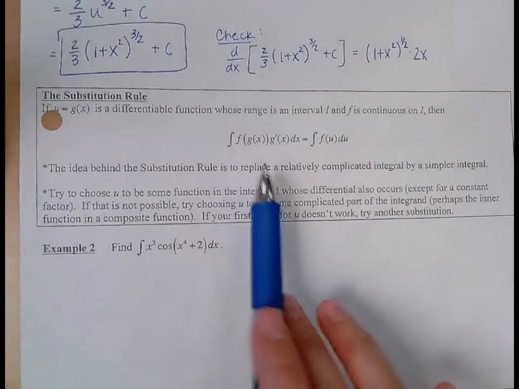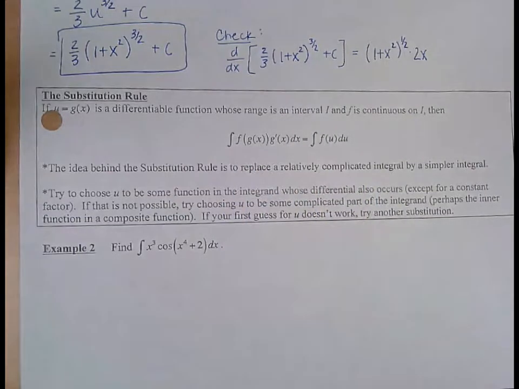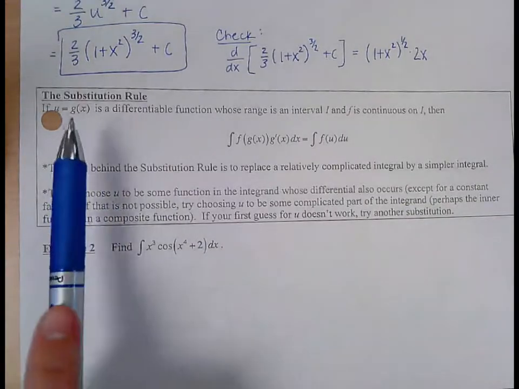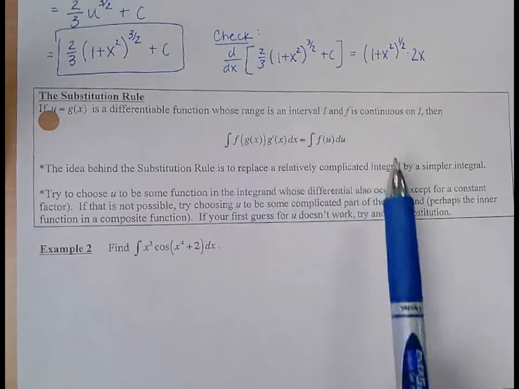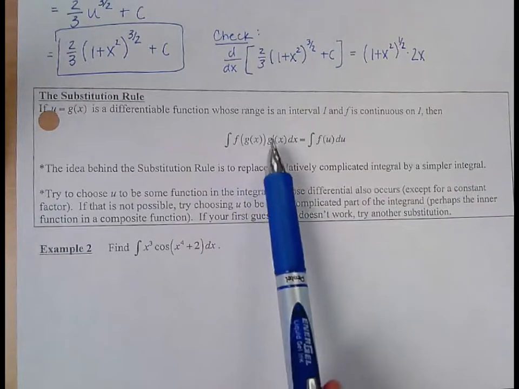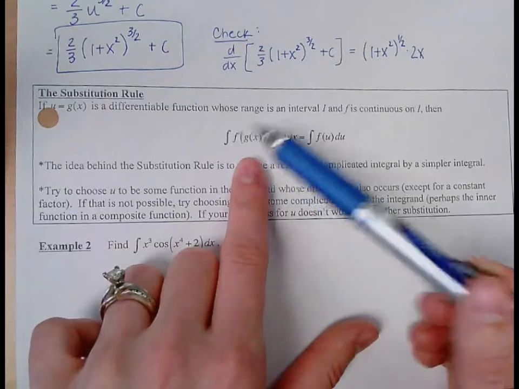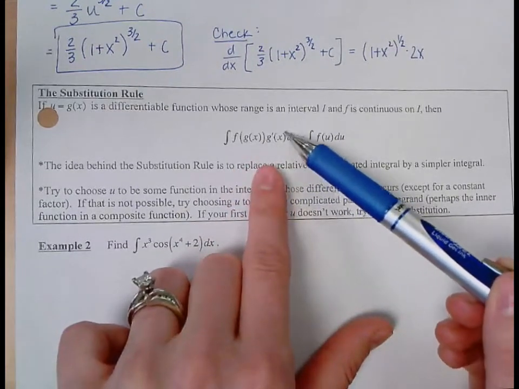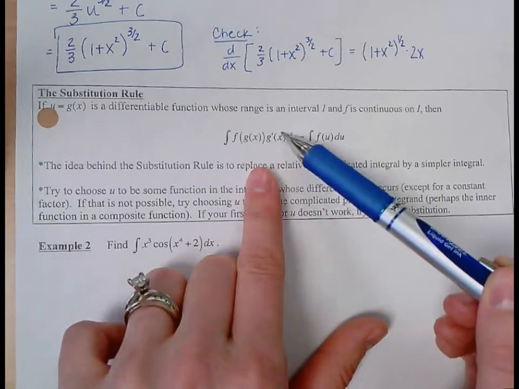Okay, so this is how the substitution rule is laid out. And I know looking at this, maybe for some of you it helps make more sense of it. It might be confusing. That's why I wanted to show you that example. We're just going to go through some examples. But you let u equal g of x be a differentiable function whose range is an interval I and f is continuous on I. Then, if you have an integral where you see a composite function, and then somewhere, if you're letting u equal g of x, somewhere also in the integral you see the derivative of what g of x would be.